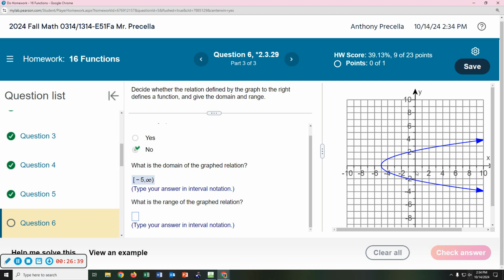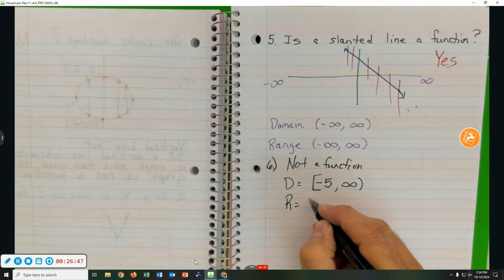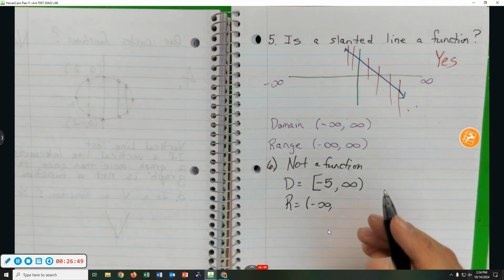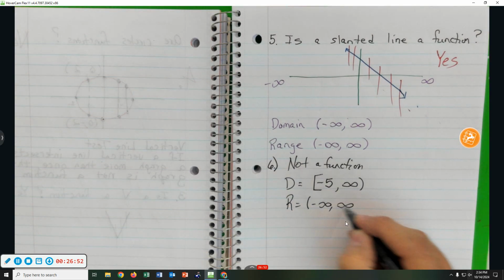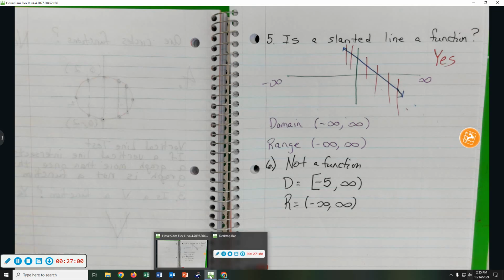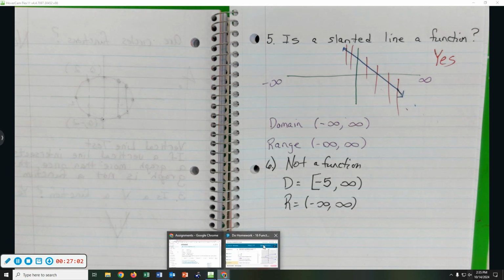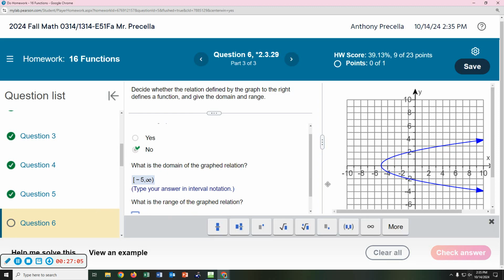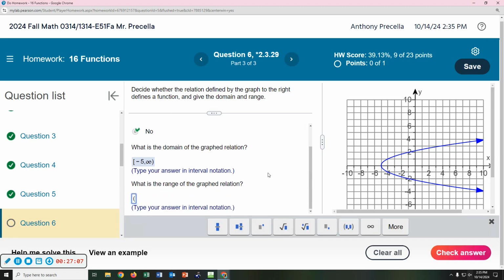What about going down? Is it going to keep going down forever? Yes, it is. And so, writing the range, it goes down forever and up forever. So the range is all real numbers: negative infinity, comma, infinity, with parentheses around it. I'll type that a lot this semester. Negative infinity, comma, infinity, right parenthesis.